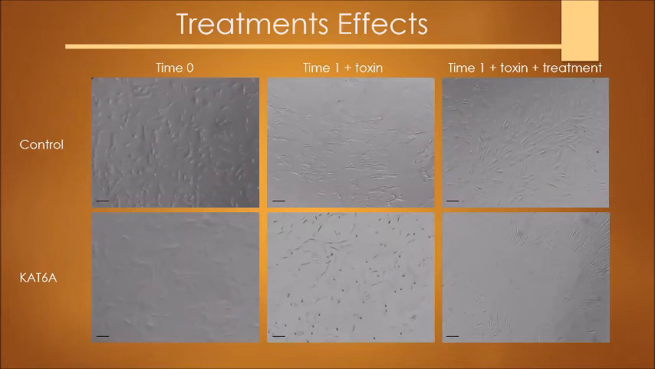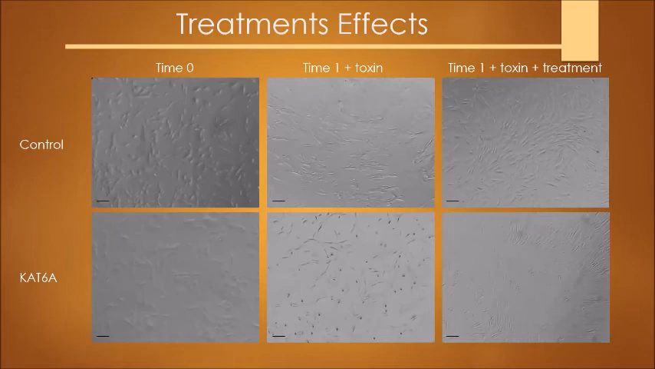So now we start a bit of screening. We finished the characterization of the pathophysiology. We start a bit of screening where we want to find potential treatments. We start with fibroblasts. We put the fibroblasts in wells, and we put them in a condition where the cells don't survive.